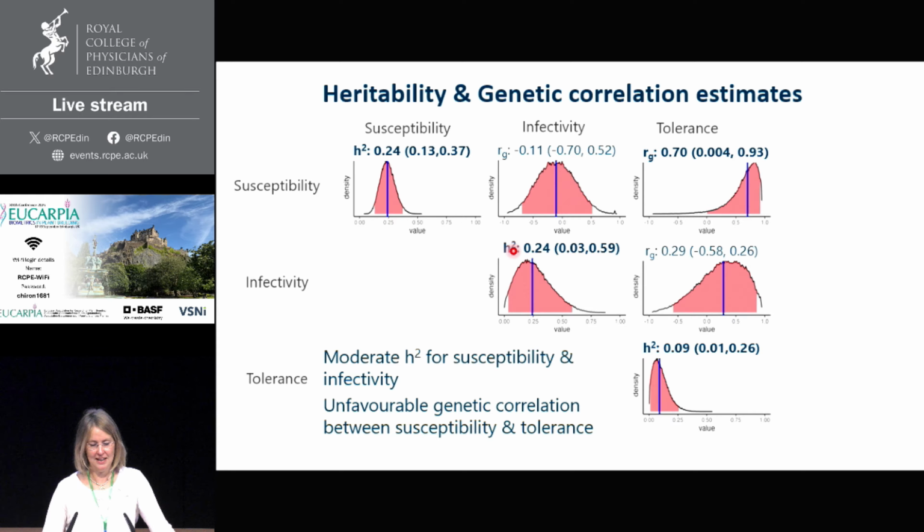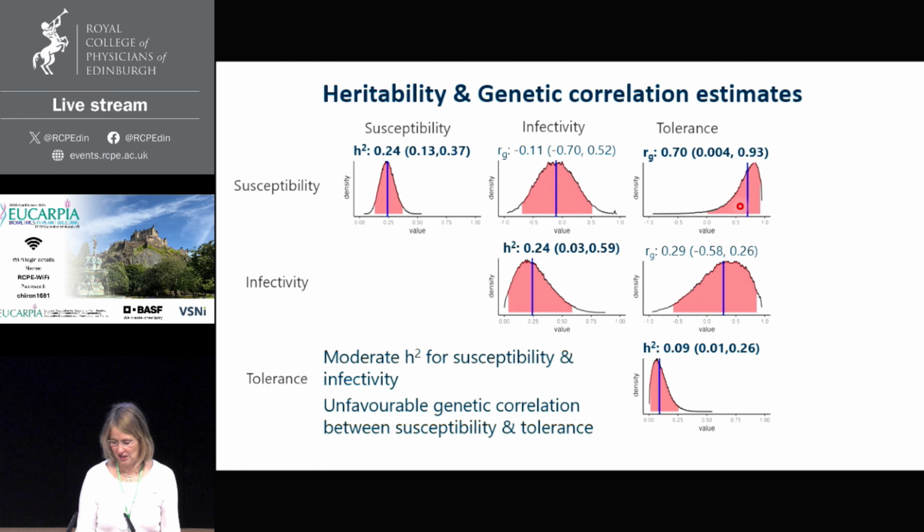On the diagonal, you see the heritability estimates for susceptibility and infectivity. So they are, in this case, identical. They are positive and much lower than the heritability estimate for tolerance. And we actually get some unfavorable correlation, which just proves the point that you have to be careful, you have to dissect the traits.